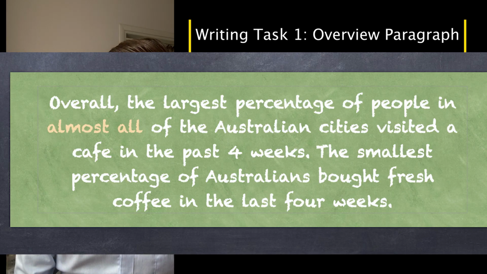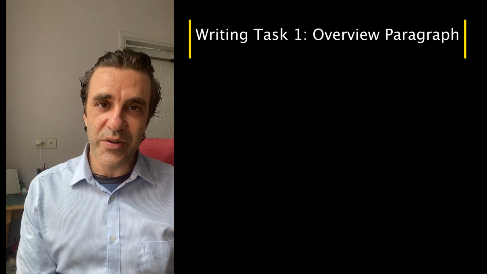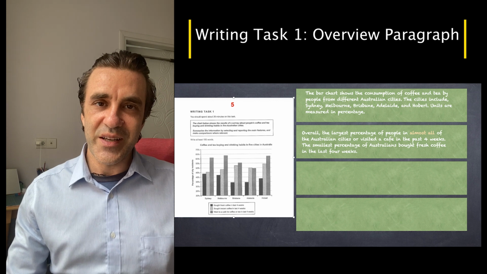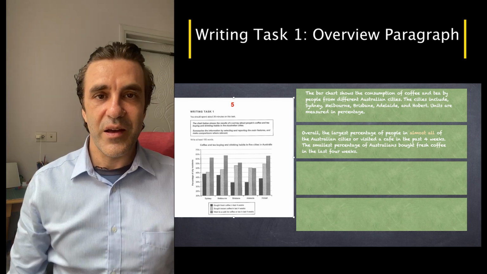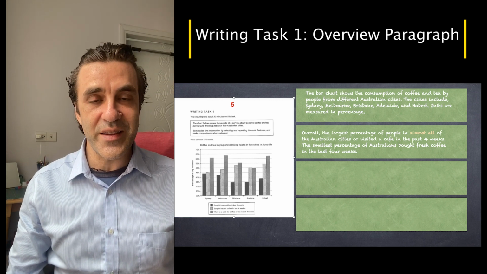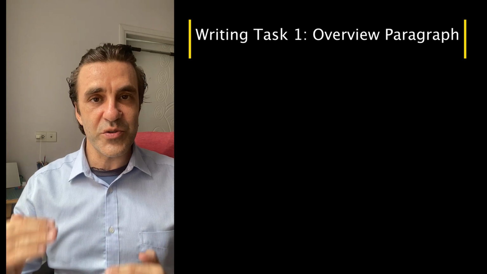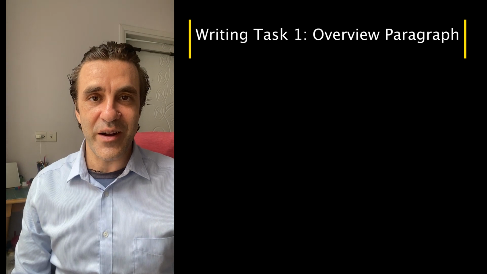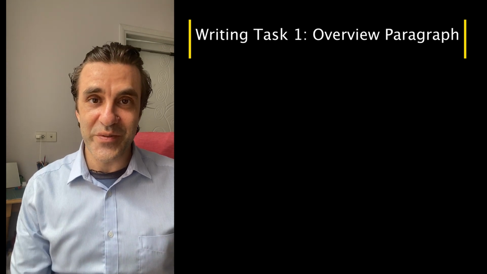Overall, the largest percentage of people in almost all of the Australian cities visited a cafe in the past 4 weeks. The smallest percentage of Australians bought fresh coffee in the last 4 weeks. So that's what the overview looks like. And when you pair it with the introduction, we see we're halfway done with our essay, and we have a roadmap for completing the essay, because those trends mentioned in the overview will be discussed in greater detail in the body paragraph. But I'll save that for another video.